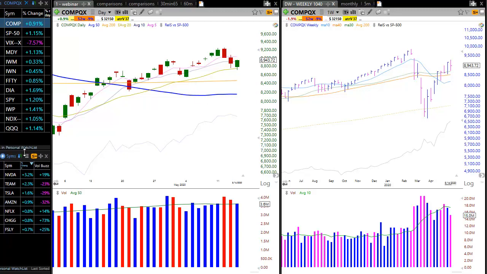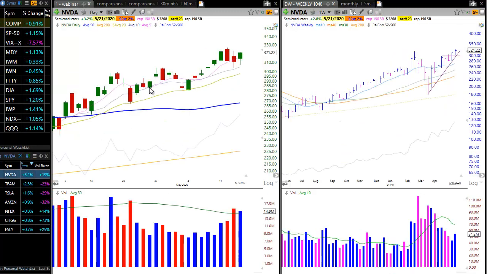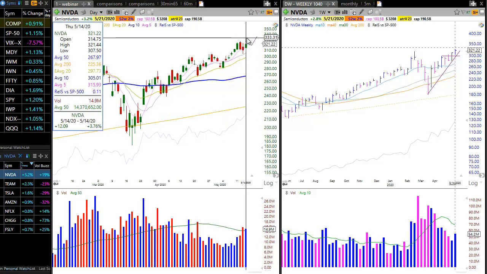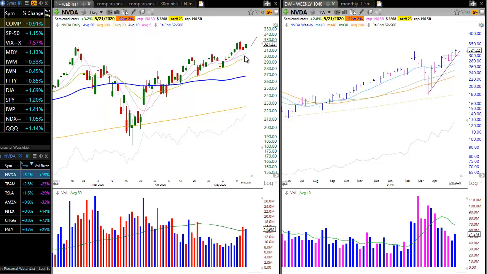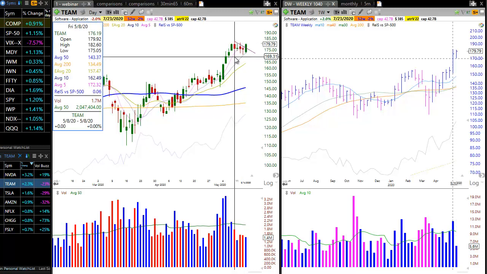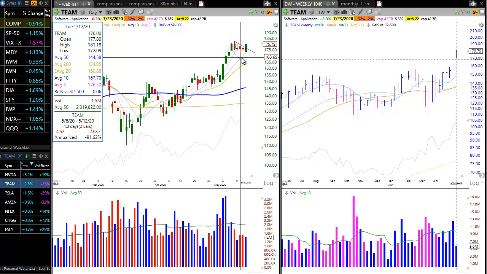On to current long positions in the model portfolio, sorted by today's gain. We have NVIDIA, which we're up about 8%, looking pretty good. And it looks like it could set a new high soon after a tight 3-day pause. TEAM also looking pretty good here. It looks like it could resume its uptrend after a few days of tight price action, waiting for the 10-day MA to catch up.